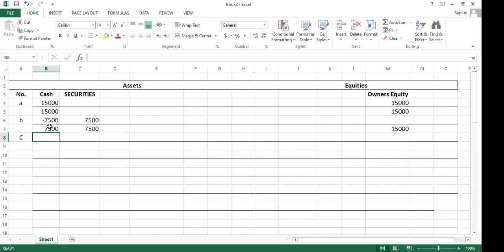C. Purchased a home for rupees 15,000, giving rupees 5,000 in cash and the balance through a loan account.